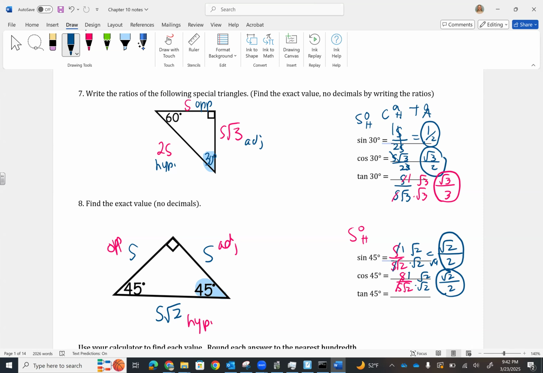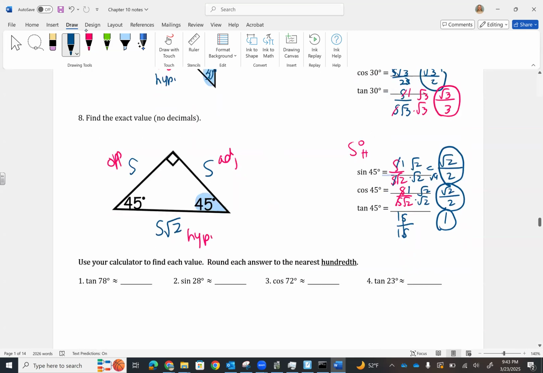And then tangent would be the opposite over the adjacent. So TOA, opposite over adjacent, S over S is just 1. Okay, tangent of 45 degrees is just going to be 1 because it's the ratio of the same numbers.